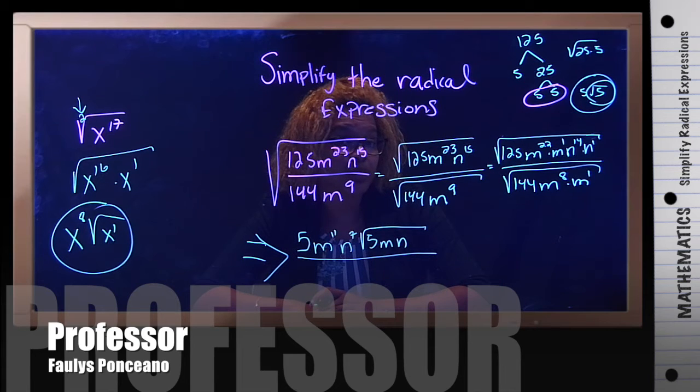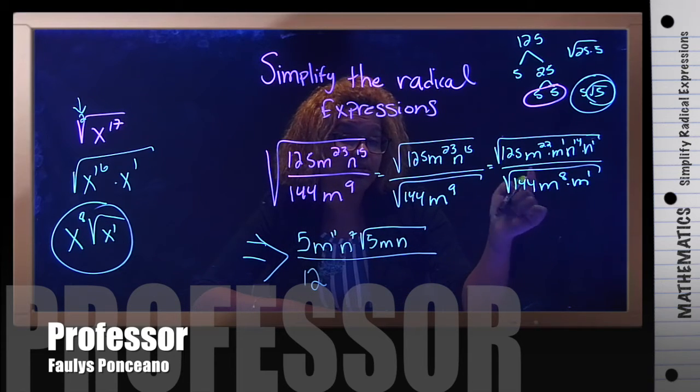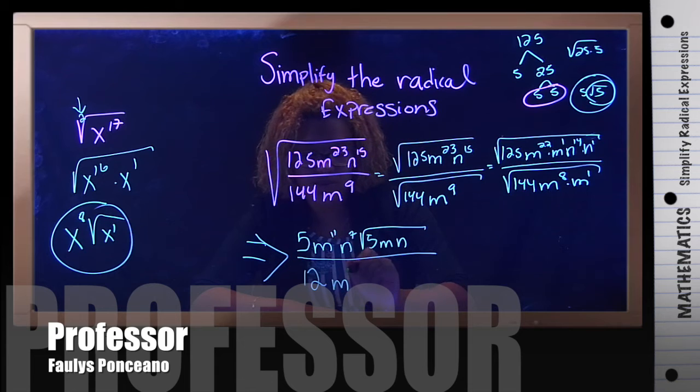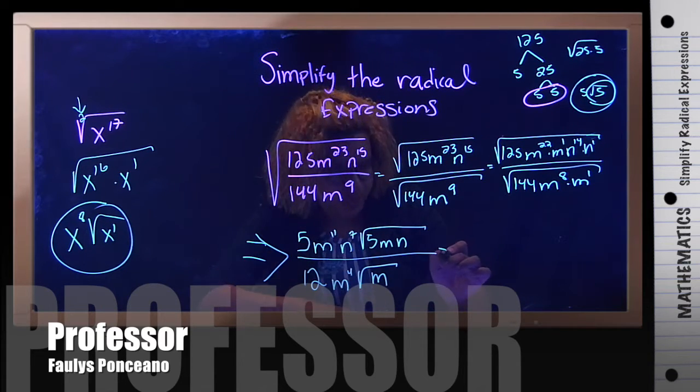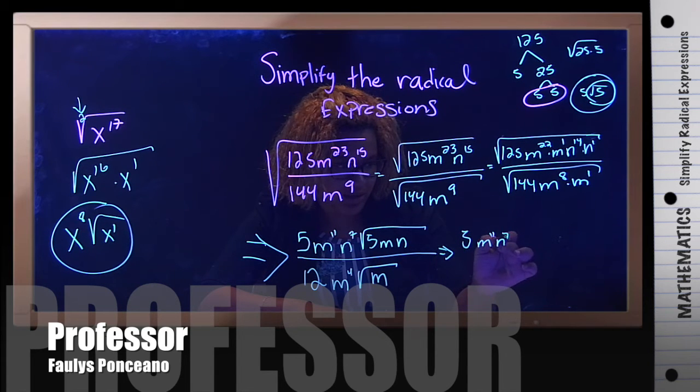Now my bottom. 144 is a perfect square, and the square root of 144 is 12. So that comes out. m to the 8 divided by 2 gives you m to the 4. Okay? And the leftover is just m. So now I'm going to write it all together. So I have 5 m to the 11 n to the 7 over 12 m to the 4. Put this all together.